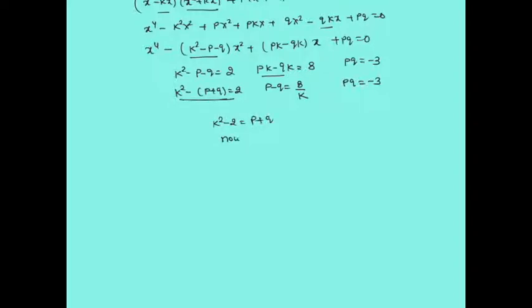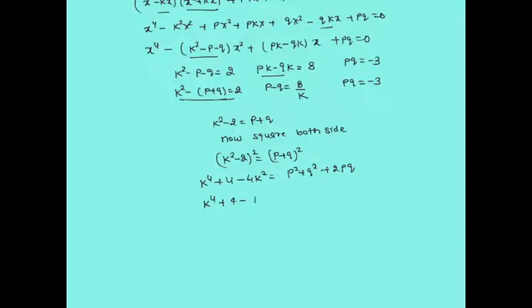Now square both sides. So we get (k^2 - 2)^2 = (p + q)^2. This we can expand as k^4 + 4 - 4k^2 = p^2 + q^2 + 2pq. This we can write as k^4 + 4 - 4k^2 = p^2 + q^2 + 2pq, which we can write as (p - q)^2 + 4pq.